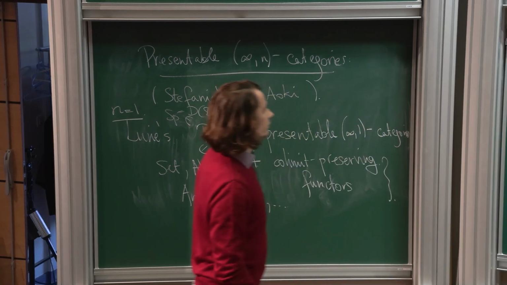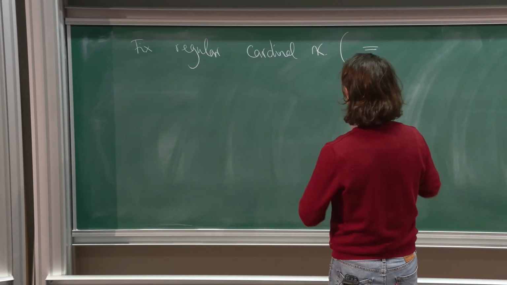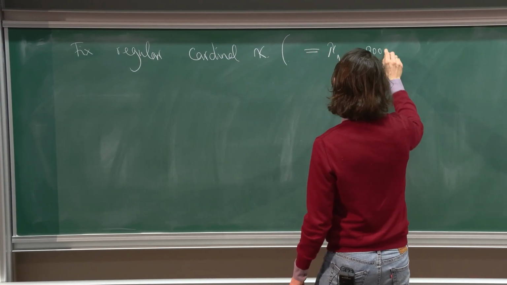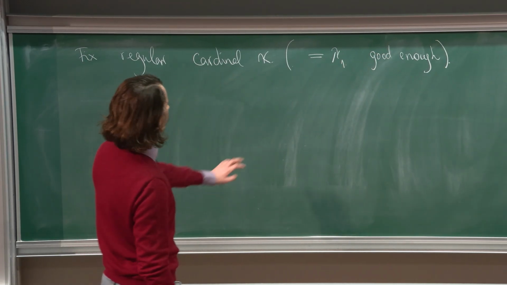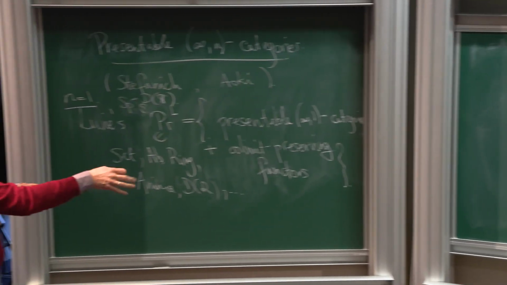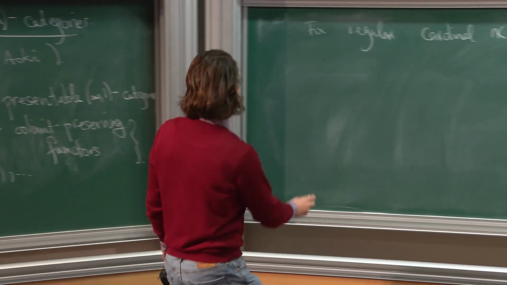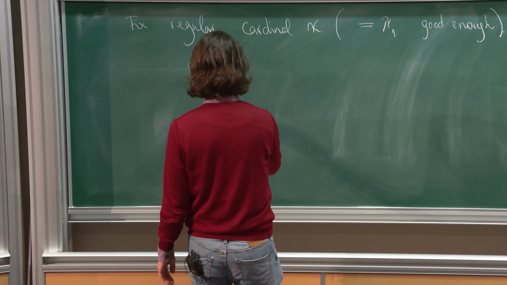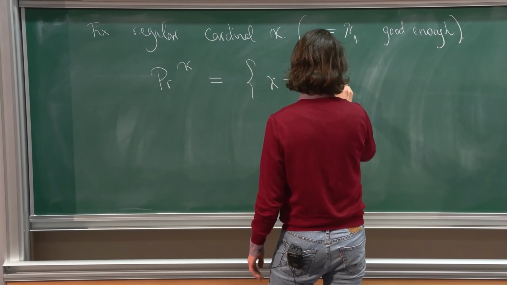Let's say you fix a regular cardinal kappa, and actually in practice, Aleph 1 would be in some sense good enough. If you would choose the first infinite one, omega 0, then you would be reduced to finitary things, which is not what you want. But as soon as you allow some countable infinitary things, this is good enough in practice. Then you can define a certain subcategory of this PrL, which I will call Pr kappa. These are the so-called kappa-compactly generated presentable ones.